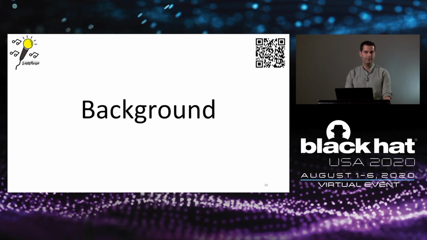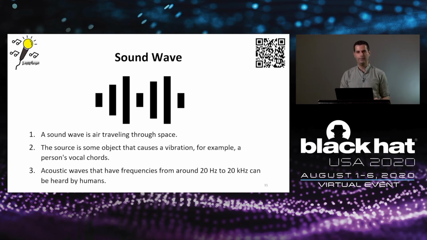Okay, so let's start to discuss the necessary background to understand Lamphone, and we will start by discussing sound waves. Here are 3 interesting facts about sound waves. First of all, a sound wave is basically air traveling through space, whose source can be some object that causes a vibration, for example, a person's vocal cords. And here is another interesting fact. Acoustic waves that have frequencies from around 20 hertz to 20 kilohertz can be heard by humans.